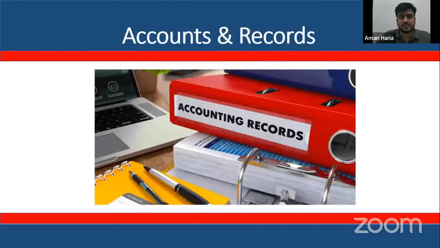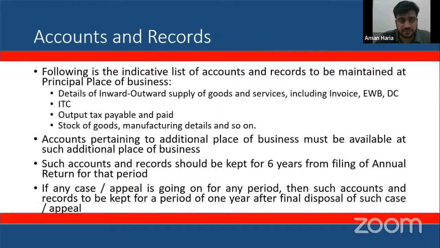With that, we come to the last section, that is accounts and records. What are the accounts and records that are required to be maintained at the principal place of business in each state? So what the law says is you need to maintain details regarding inward and outward supply of goods and services, including your invoices, delivery challans, all such supporting documents, details regarding your input tax claim, output tax payable and paid details, stock of goods, manufacturing details, and so on. These details have to be available at the principal place of business of that particular state.